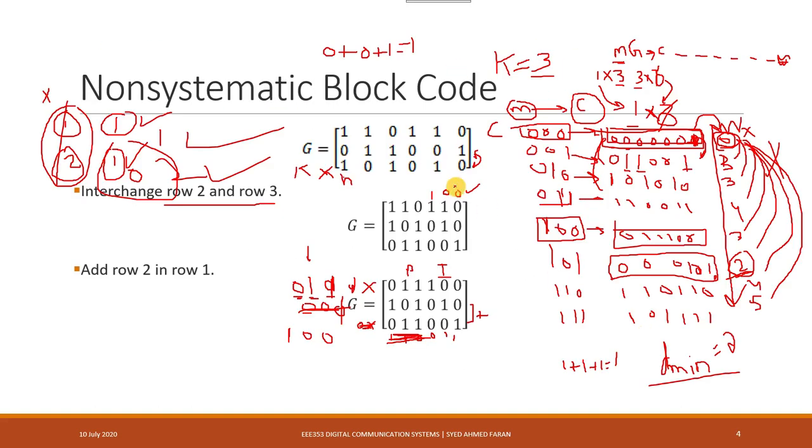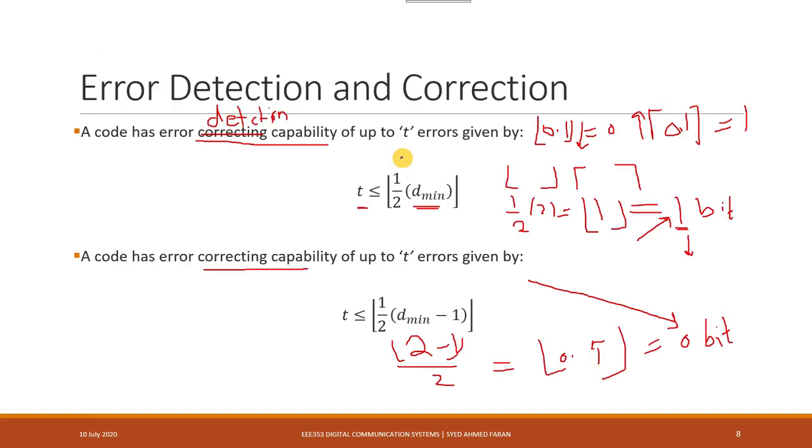So the code that we were studying over here has the capability of detecting 1 bit of error, but it does not have any capability to correct any error. So the error correction capability is equal to 0. The error correction capability is 0 bit, and the error detection capability is 1 bit.